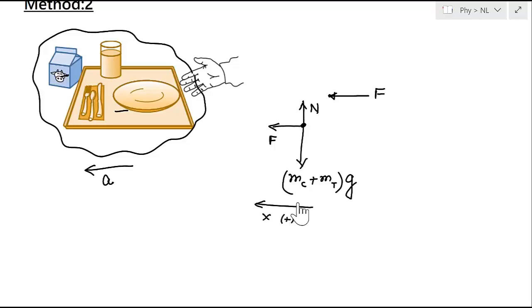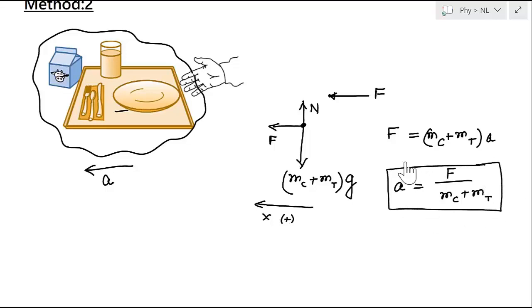So we can write the force that is acting is equal to F, and that is equal to mass times acceleration. So the mass of the system is mc plus mt, and this is equal to mass times acceleration. So I can write acceleration is equal to F divided by mc plus mt. This is the same magnitude that we calculated in the previous part.